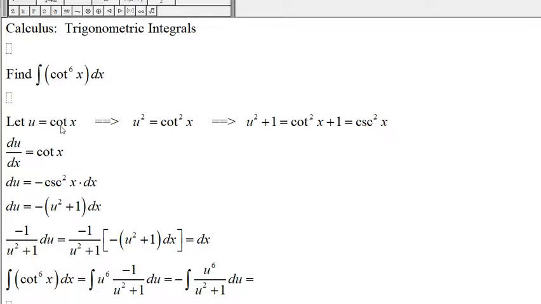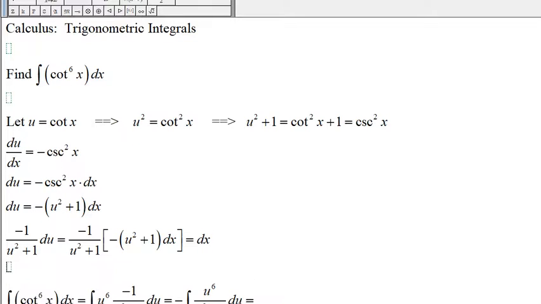u is cotangent of x. The derivative of u with respect to x is negative cosecant squared of x. du will be negative cosecant squared of x dx. But cosecant squared of x is u squared plus 1. Multiply both sides by negative 1 over u squared plus 1. Then we get this equal to dx.